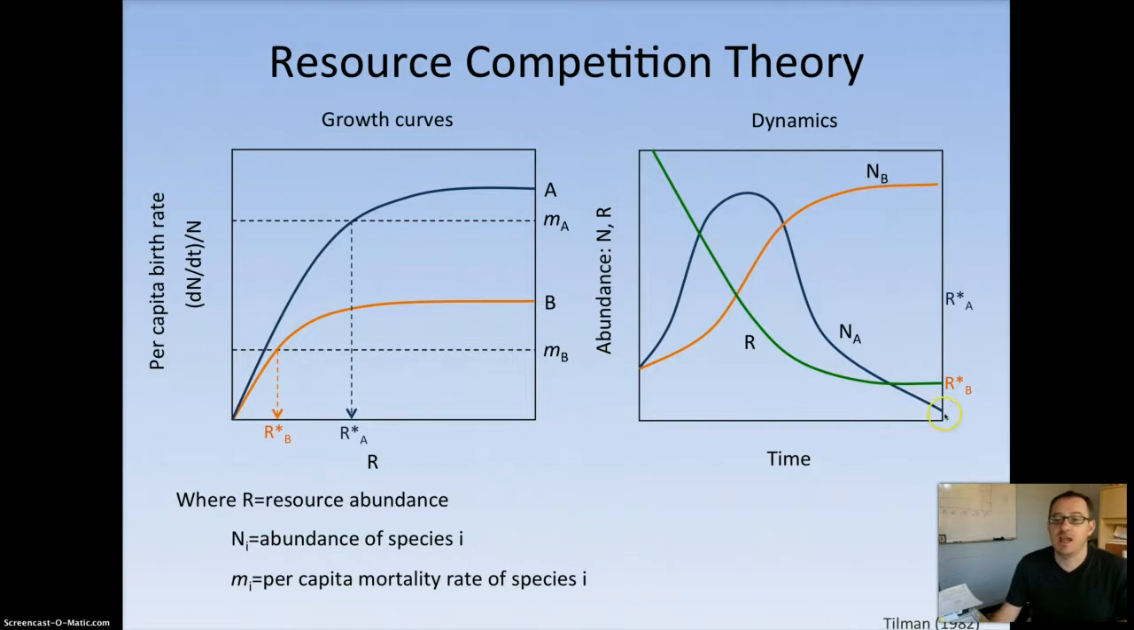And so what we'll see happen is species B will maintain itself, will grow to a reasonably high carrying capacity, and the resource will stabilize to a low but sufficient level for the population to persist, whereas species A has lost out because it had a high R star value. And so one of the points to take home from this is that the species with the lower R star value is the one that's going to win out in this competition scenario.